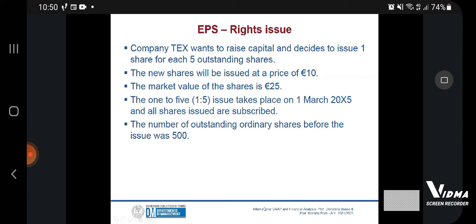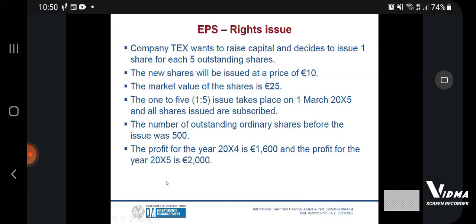The number of outstanding ordinary shares before the issue was 500. Now you can imagine, if I have 500 existing shares, how many more shares will I issue with the rights issue? The ratio is 1 to 5, 1 for each 5. So how many new shares should I issue right now? We have 500. We will issue 100 new shares. Good. The profit for the year 2024 is 1,600 euro, and the profit for the next year is 2,000. So we have 2 consecutive years to account for.